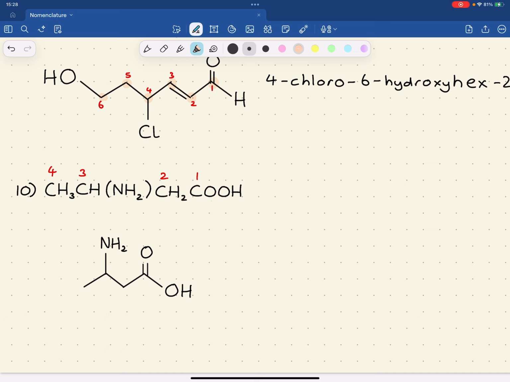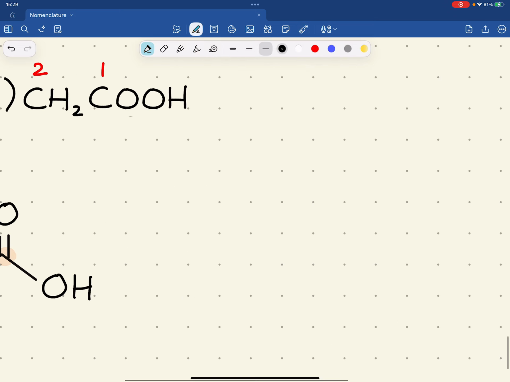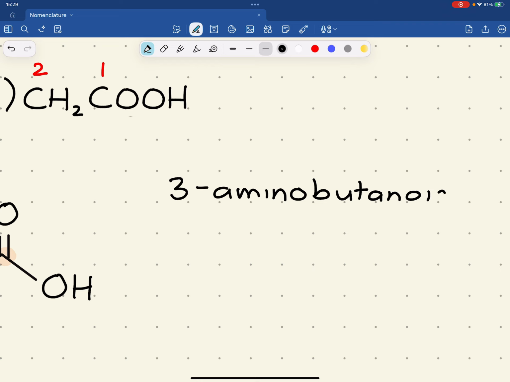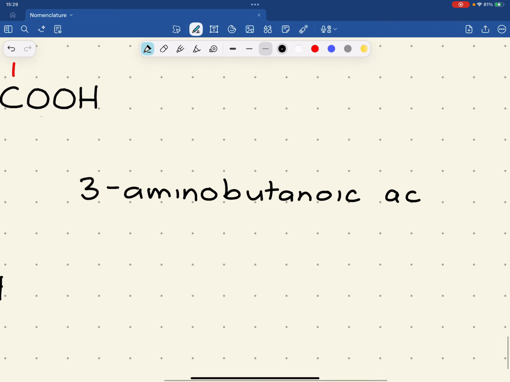Again, 1, 2, 3, 4. We've got the amine group here, this primary amine coming off carbon 3, which is the same there. And the prefix for an amine is amino, as we've said. So this would be 3-amino, butan, because we've got 4 in the longest chain, butanoic acid.